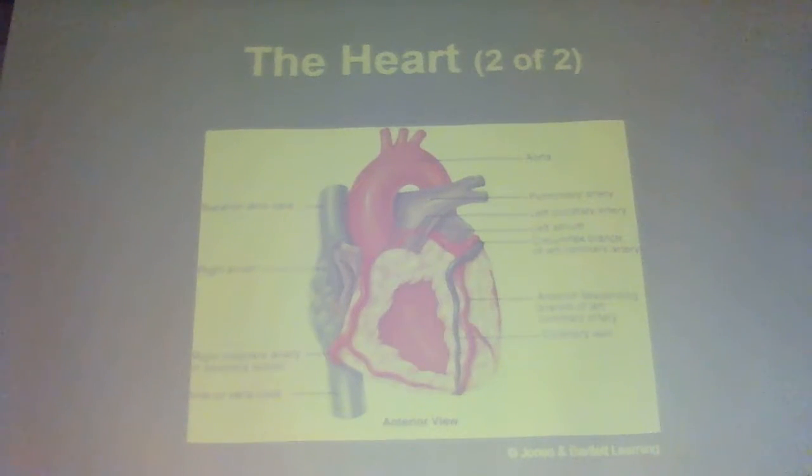All right. So let's go down the right coronary artery. So the right coronary artery provides blood flow to the right atrium, the right ventricle, the inferior left ventricle, 60% of the blood flow to the SA node, and 40% of the blood flow to the AV node.